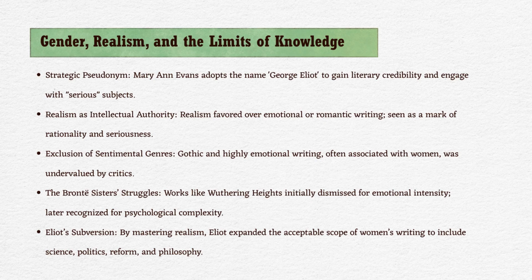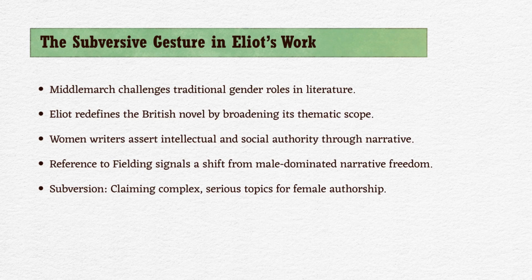Building on what we discussed about Eliot's use of realism and her literary strategy, we now come to an important subversive gesture she makes in Middlemarch. In the opening paragraph of chapter 15, Eliot subtly but powerfully invokes the tradition of the British novel, referencing Henry Fielding's Tom Jones, a work seen as the pinnacle of a free, expansive male narrative tradition. Fielding's style represented a kind of storytelling freedom that was largely reserved for male authors.